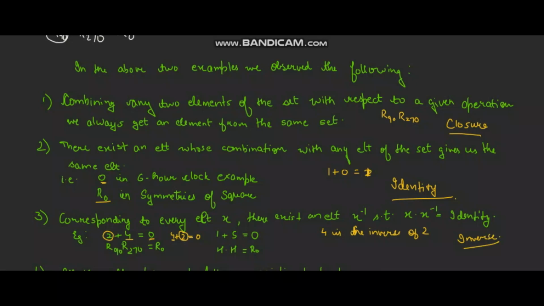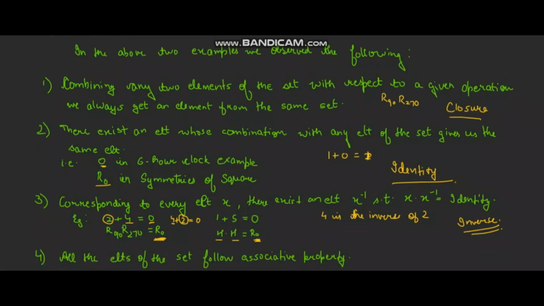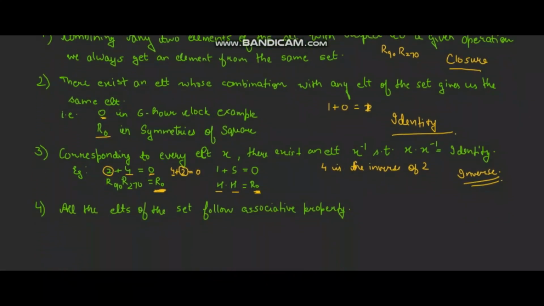In the second example, R90 with R270 gave us R0, which was the identity. H with H gave us R0, which was the identity. So H inverse is H itself. Inverse of R90 is R270. Inverse of R270 is R90. And the fourth property was that all the elements of the set follow the associative property. A set which follows all these four properties is called a group.